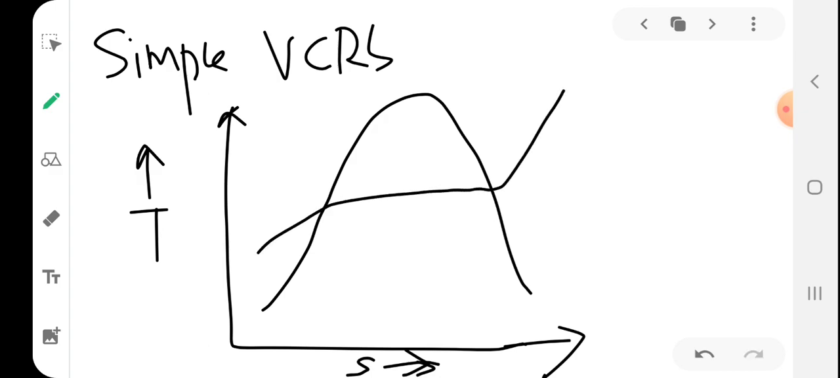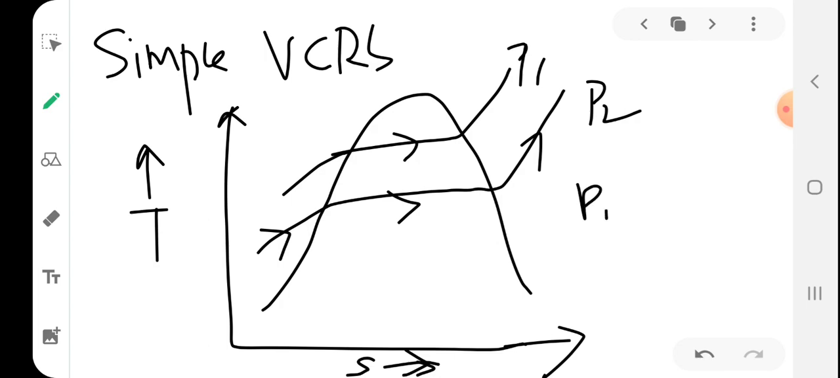Inside the dome, constant pressure lines are horizontal. Outside the dome, they vary like this. So this is another pressure. This is P1, this is P2, and P1 will be greater than P2. Higher pressures will be drawn at a higher level. So that is the concept. You know the basics, right?